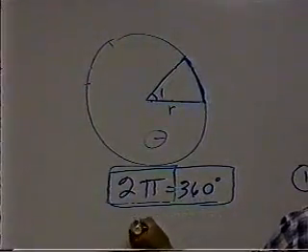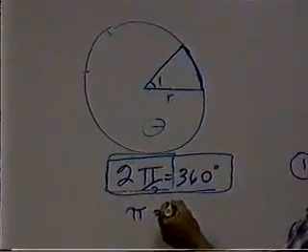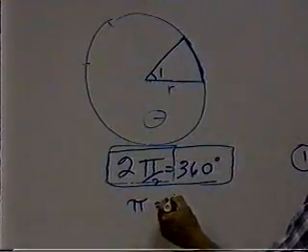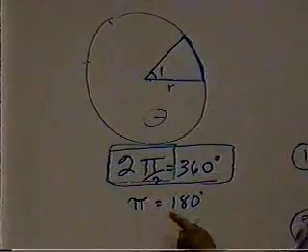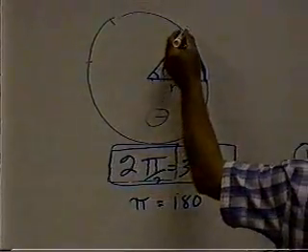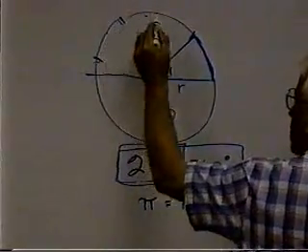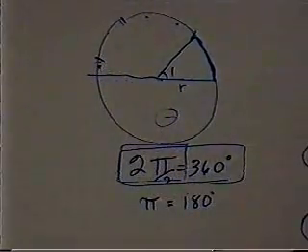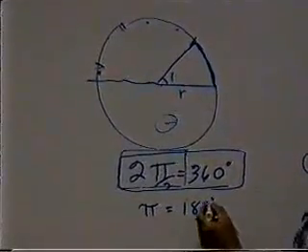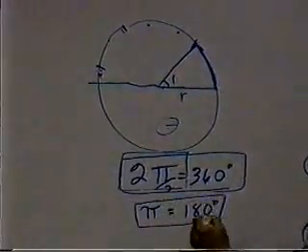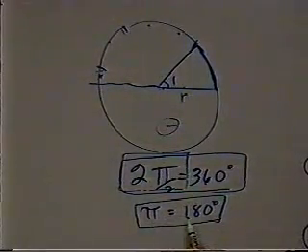Well, that says then that this number pi, if I divide both sides by 2, is equal to 180 degrees. So pi radians, in other words, if we come back up here in the circle and mark off 3 of these, we'll come out with 3.14 distance around a semicircle. So that tells us that wherever we see pi in radian measure, it's equivalent to 180 degrees.